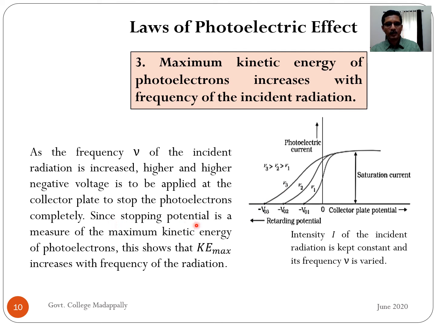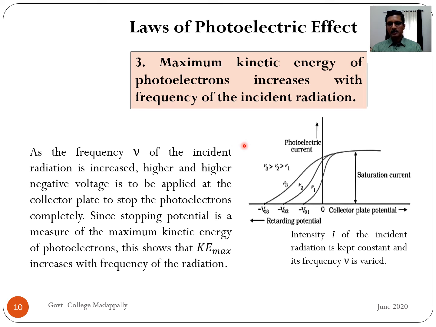So what we see is that stopping potential increases with frequency. But we know stopping potential is a measure of the maximum kinetic energy of photoelectrons, right? This shows that the maximum kinetic energy of photoelectrons, or kinetic energy max, increases with frequency of the radiation. Stopping voltage increases with frequency means maximum kinetic energy of photoelectrons increases with frequency. That is this result.